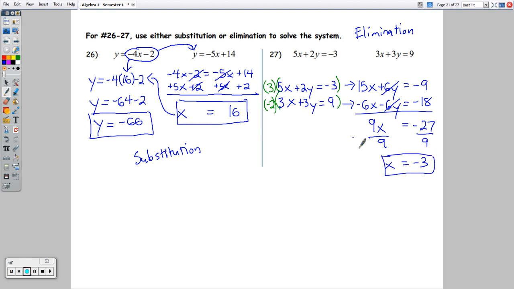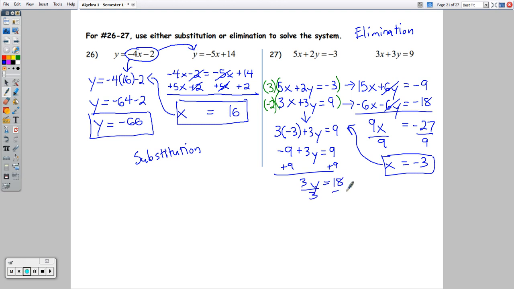And then take your pick once again, decide what equation you want to use. I'll just use the bottom one. So 3 times x, 3 times negative 3 plus 3y equals 9. Negative 9 plus 3y equals 9. Add 9 to both sides. 3y equals 18. Divide by 3. There's your y value. There's your solution to the system. Negative 3, 6. This one, your solution is 16 and negative 66.